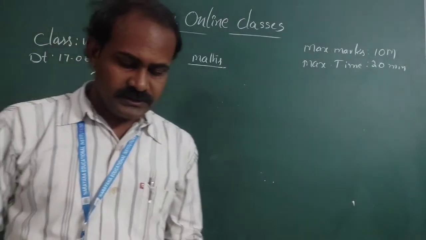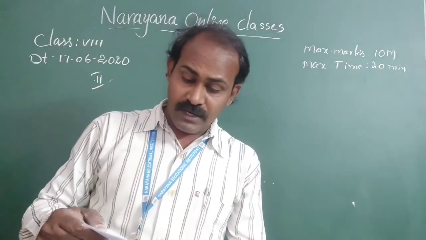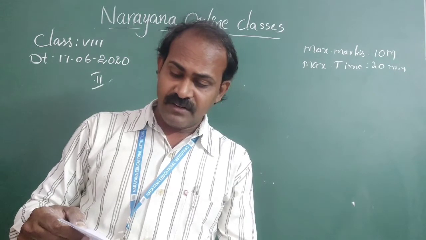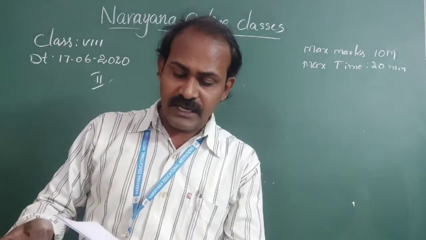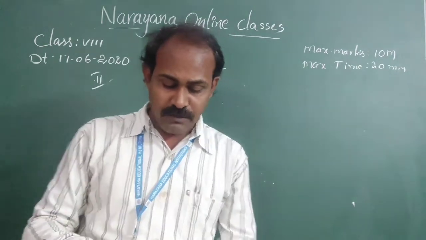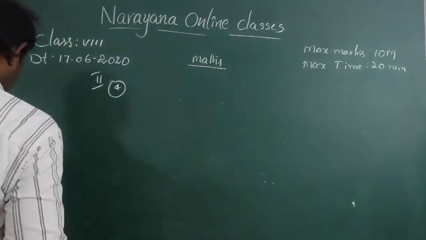Now the second Roman, second sum. The perimeter of a school volleyball court is 177 feet and the length is twice the breadth. What are the dimensions of the volleyball court? It's very simple.